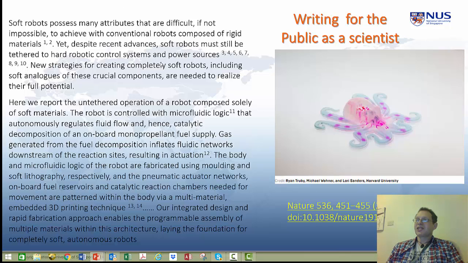New strategies for creating completely soft robots, including new soft analogues of these crucial components, are needed to realise their full potential. That's what we need. So we've got context, what we've got, what we need. And here we go. Here we report the untethered operation, blah, blah, blah, and a lot more detail and references. But still, the picture is a big draw. You can use a picture to do this. A picture paints 1,000 words.